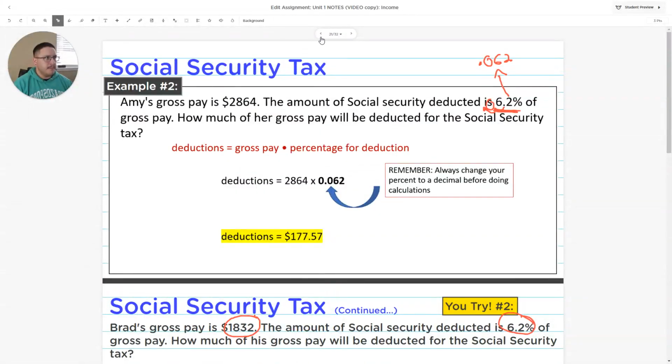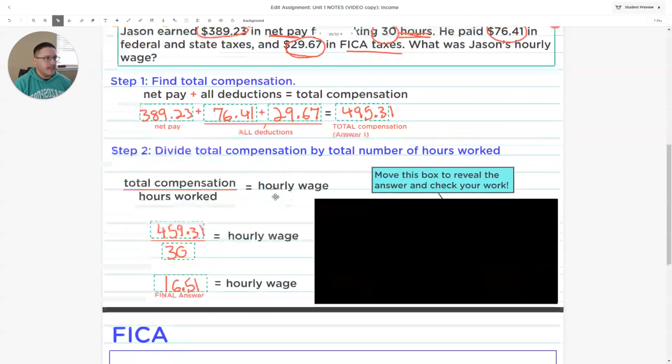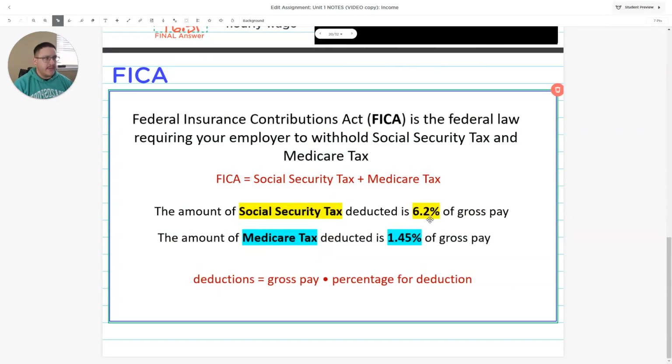With Medicare, it'll be the same thing, except instead of 6.2%, you will be using 1.45%. So you would either divide that by 100 or move it to the left twice and do the exact same thing in terms of calculating how much Medicare tax will get taken out of your gross pay.